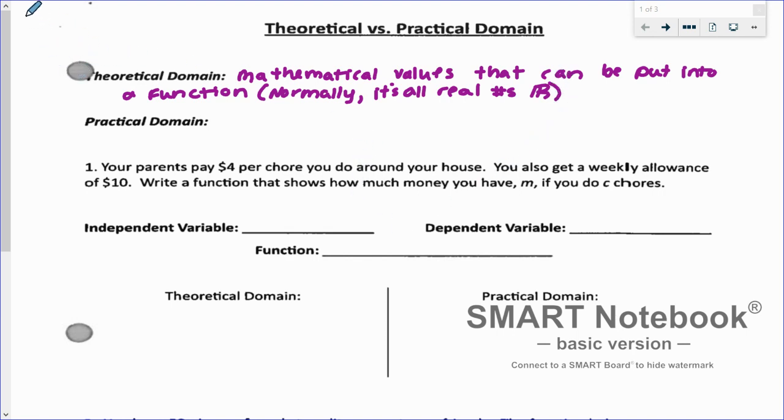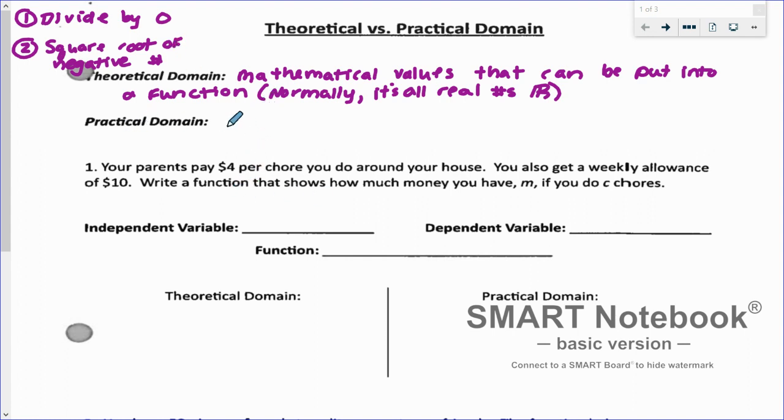However, there are 2 rules that you cannot break. First, you cannot divide by 0. So we will exclude numbers that divide a function by 0. And then the second rule that you can't break is that you cannot take the square root of a negative number, because we know that creates an issue with imaginary numbers. So as long as you don't break these 2 rules, the theoretical domain will be all real numbers. However, if for some reason a number would divide by 0 or square root a negative number, then we will have to change the domain.